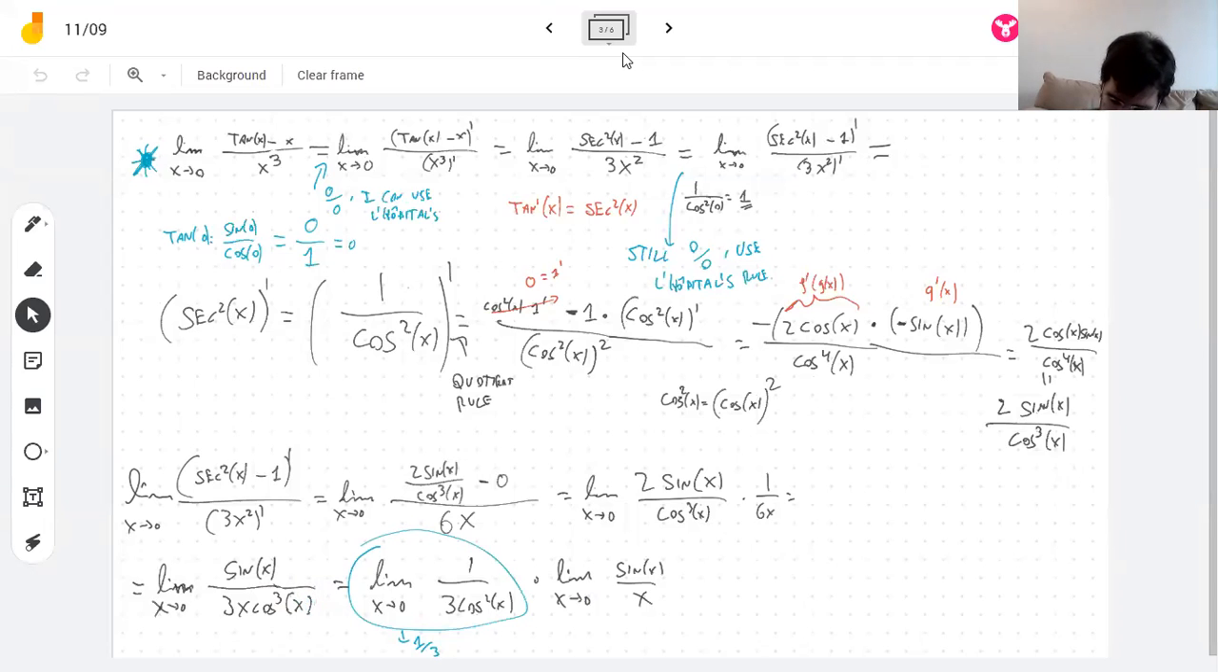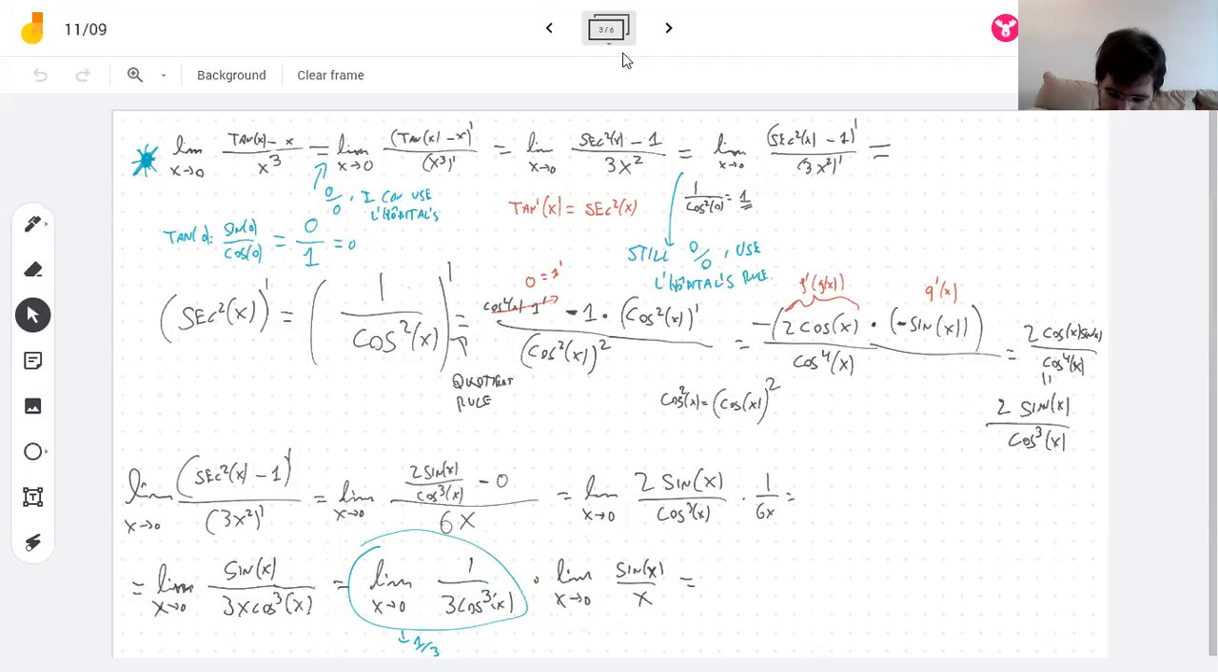Cosine cubed. Okay, the limit of cosine cubed is just 1 cubed. So if I look at this limit, what I want to do is take the stuff that doesn't bother me at all, the stuff that doesn't have any zeros, and separate it from the stuff that may or may not have a limit. And when I do that, I'm left with only sine of x over x.